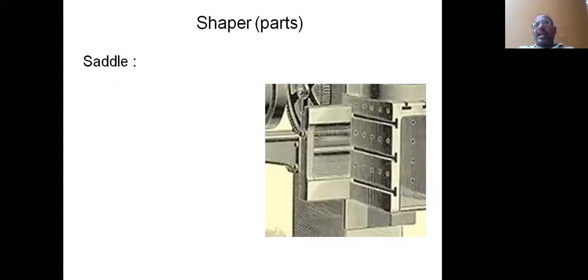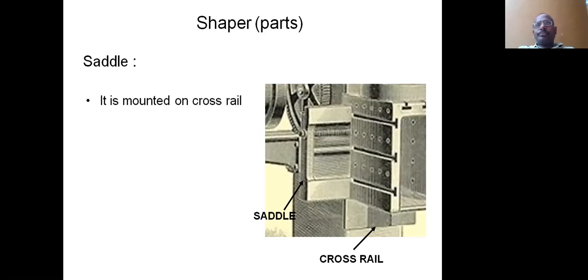So the next one is the saddle. So observe. How is this particular saddle attached to the cross rail? It is mounted on the cross rail. Now, the working table is supposed to travel along a particular line or along particular guideways. That provision, that means how the working table is supposed to move along with the cross rail, is with the help of the saddle. So this saddle is mounted on the cross rail.